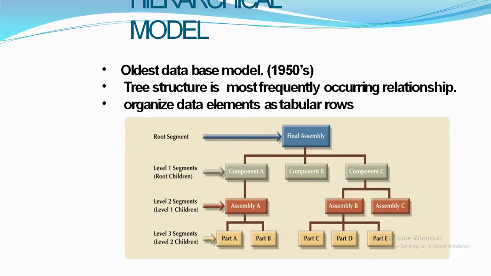So this is the first model, the tree model, which is called the hierarchical model. In the hierarchical model, the data is represented in the form of trees. The top node is called the root node. The bottom node is called a leaf node. In between, there may be any number of nodes. Those nodes are called internal nodes.